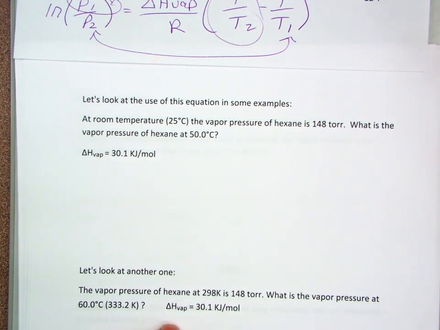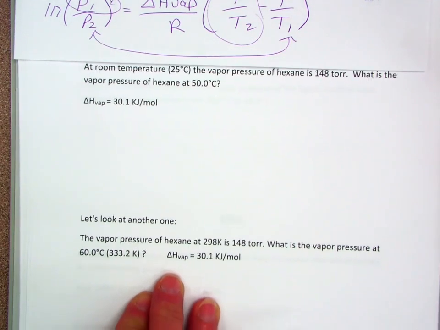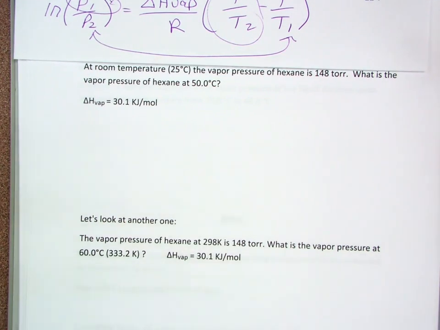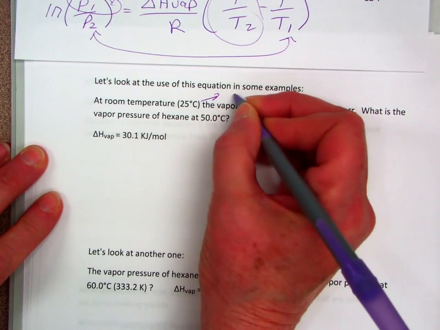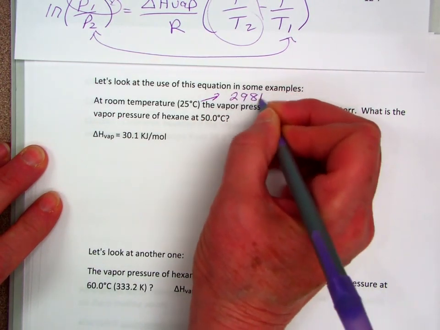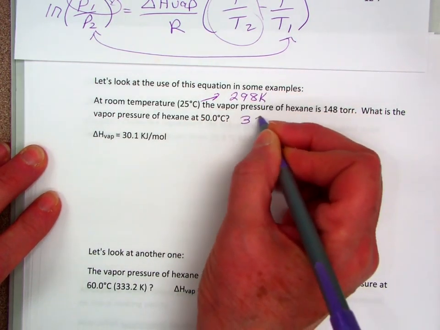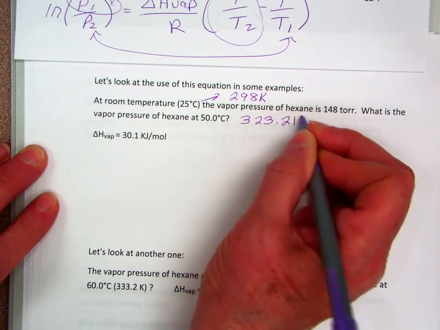Here's a typical Clausius-Clapeyron equation two-point form problem that you might see on the homework or the test. At room temperature, the vapor pressure of hexane is 148 torr. What's the vapor pressure at 50 degrees C? Well, the first thing we do, like always, is change our temperatures to Kelvin. So this is 298 Kelvin, and this is 323.2 Kelvin.